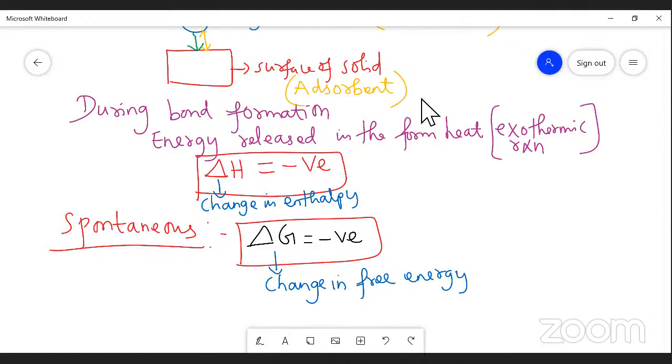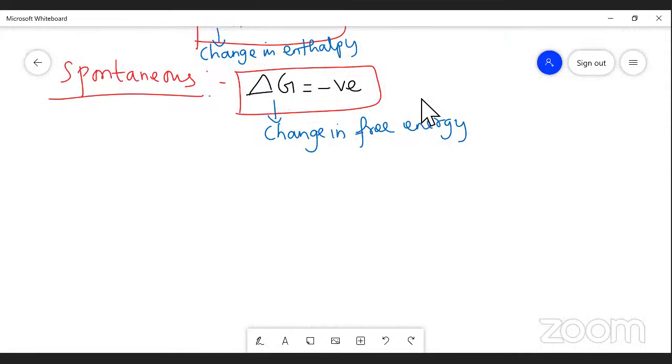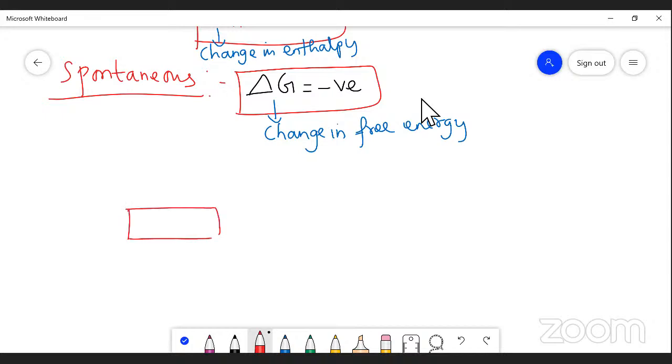Now I'll explain by taking one more example. Suppose you are taking a solid surface. You consider this your adsorbent, any solid surface. Now, what is our aim? We are going to provide an adsorbate molecule that should be adsorbed over the surface of the adsorbent. Imagine the gas molecule is ready to bind itself on the surface of the solid in all directions. Now it is ready to be adsorbed over the adsorbent.